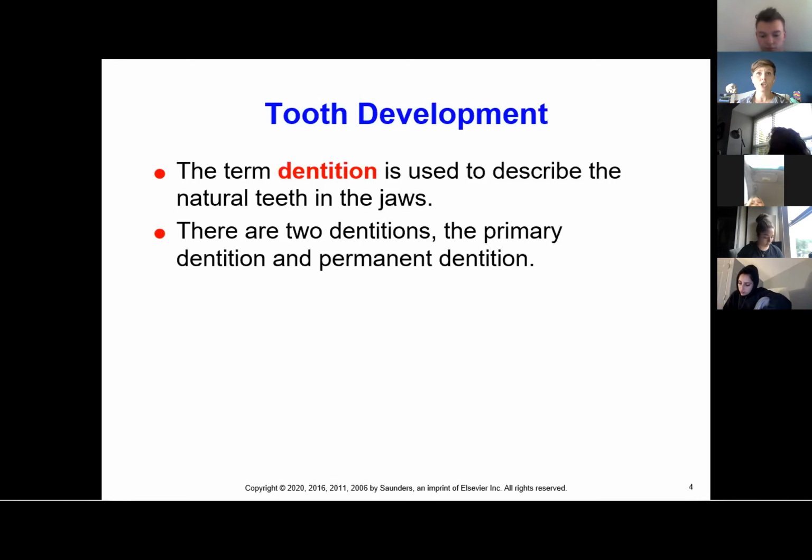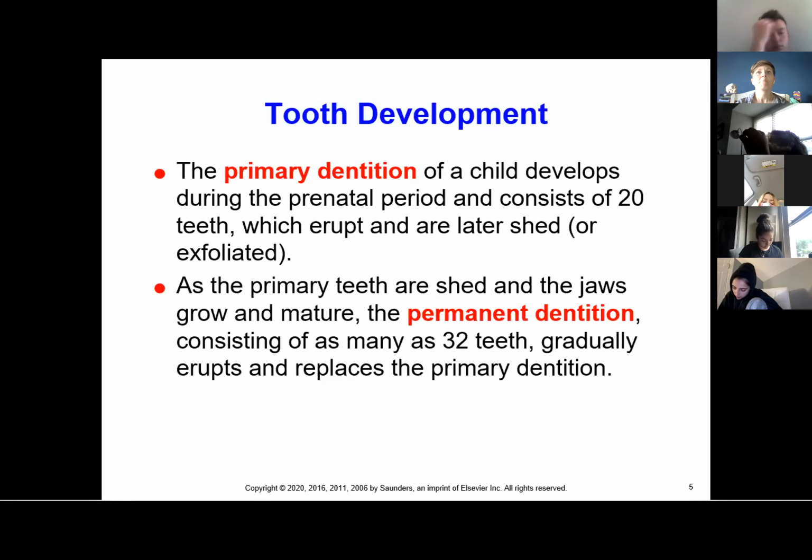So dentition is the term that we use to describe the natural teeth in the jaws. There are two dentitions: primary dentition and permanent dentition. Sometimes they call primary deciduous dentition. Your primary dentition is your baby teeth, and there are 20 teeth in total. And then in your permanent dentition, there are 32.